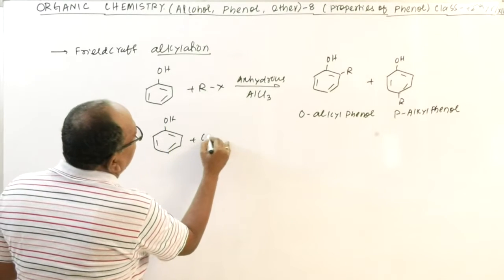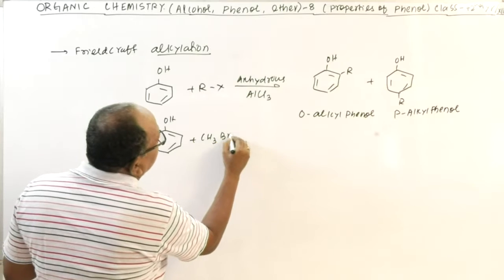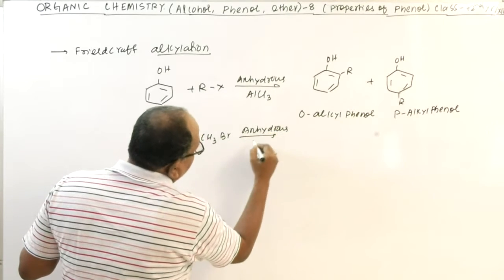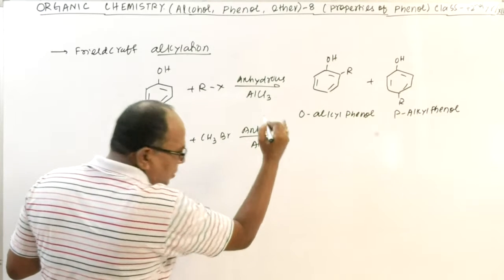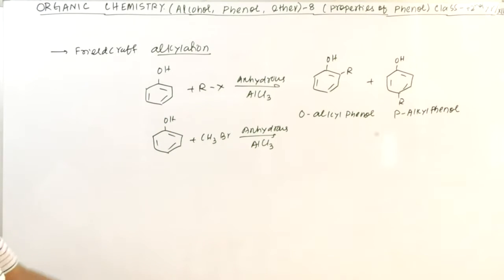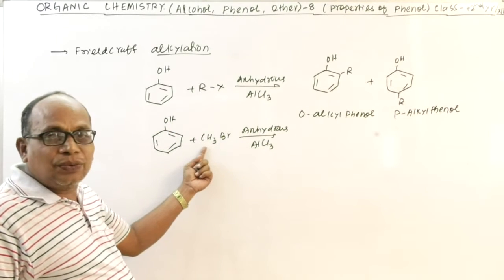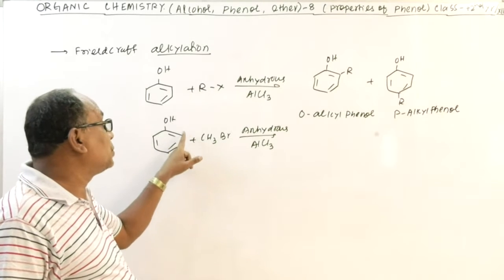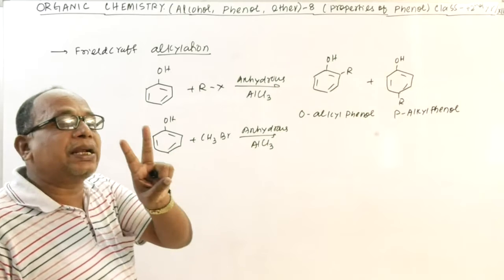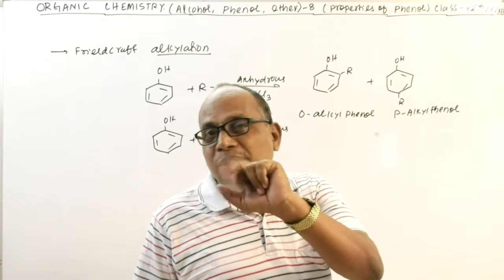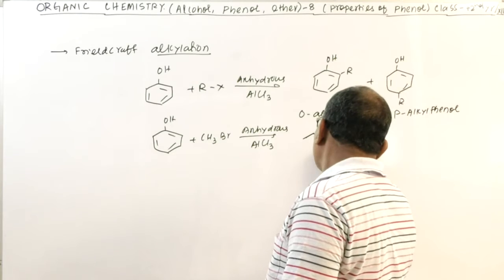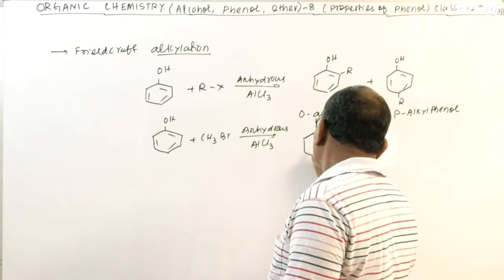Suppose you react phenol with methyl bromide in presence of anhydrous aluminum chloride. What product will you get? So you see, R means CH3 group. The CH3 group will be substituted at the ortho position and/or the para position. It will give two isomers.